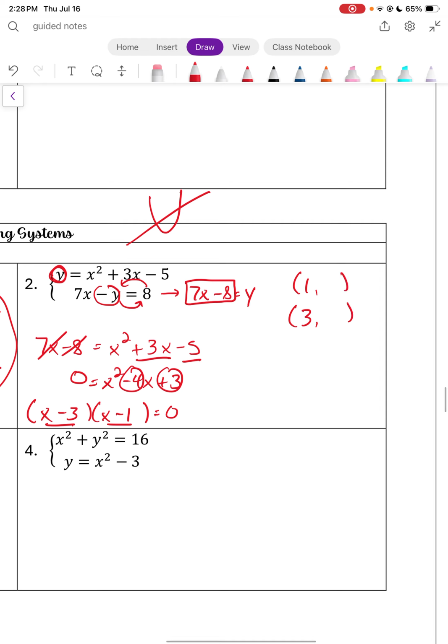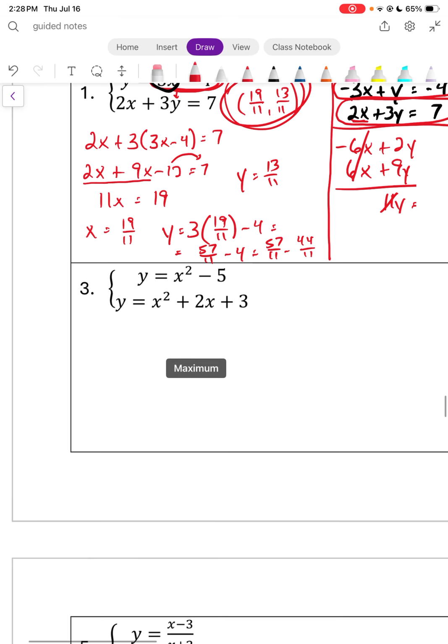Now, again, what you're seeing here is more than likely this has two solutions. In order to find the y values, you simply take those x values one at a time and plug them back in. You can plug into either equation, but I think this is going to be the easiest place to plug it in. So when x is 1, you have 7 times 1 minus 8, which is negative 1. When x is 3, you get 21 minus 8, which is 13. There's your two solutions.